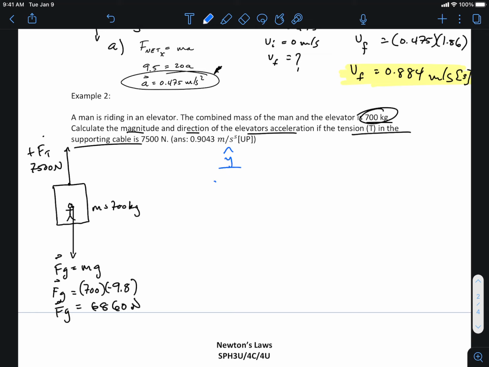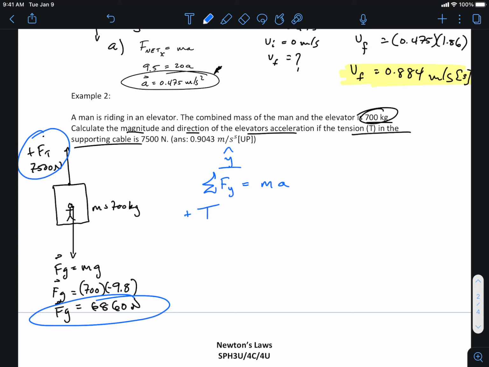All right, so the sum of the forces in the y has to equal the mass times the acceleration. What are the forces acting in the y? We're going to add them up. Well, I see one here and one here. So we're going to have positive force of tension, which you don't need the Ft for, you can just go capital T for tension.